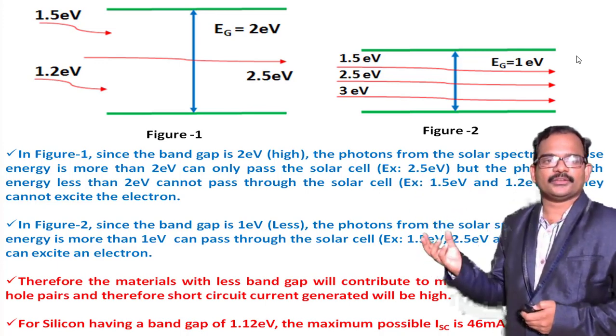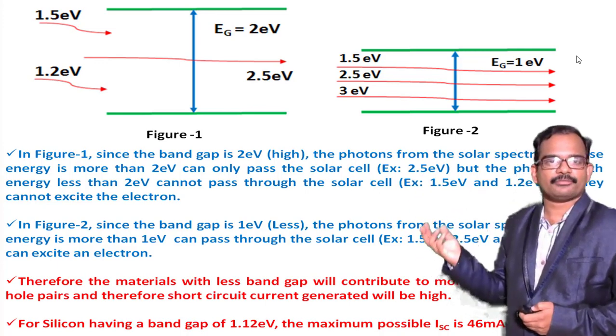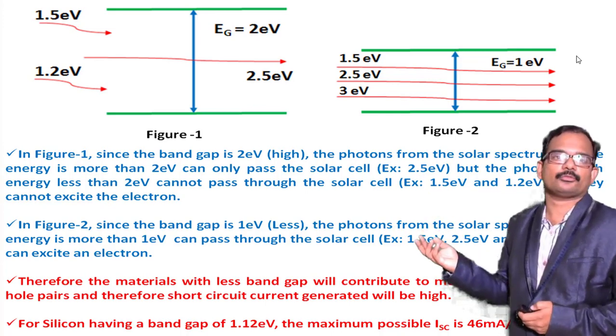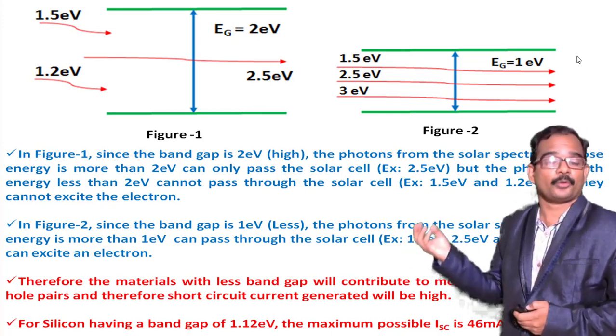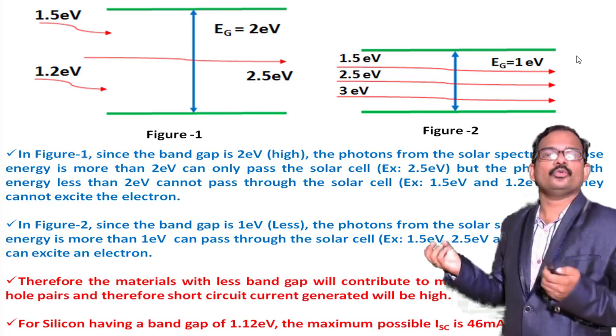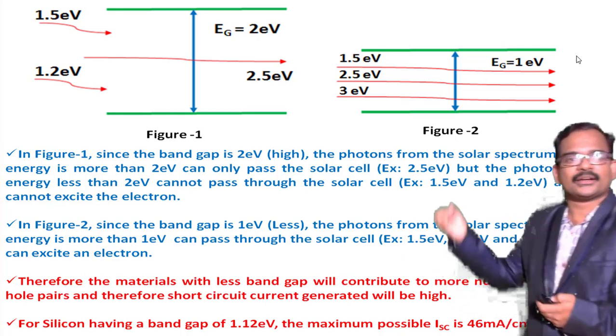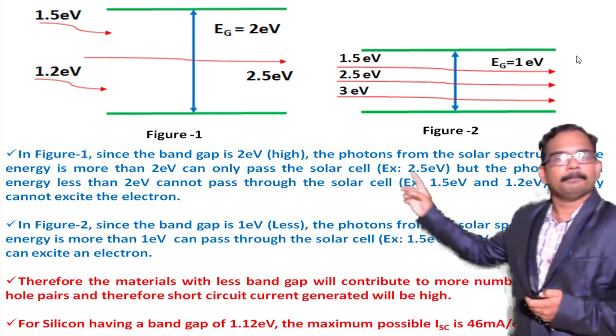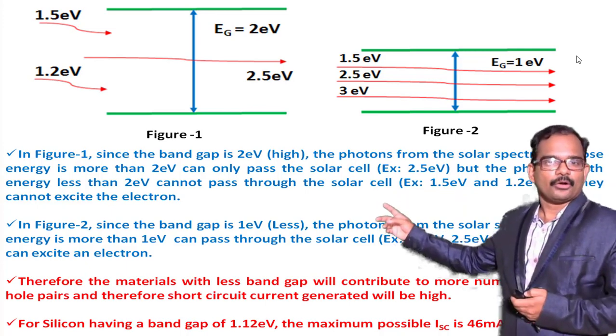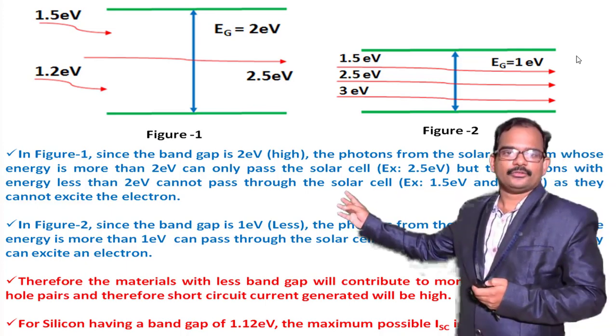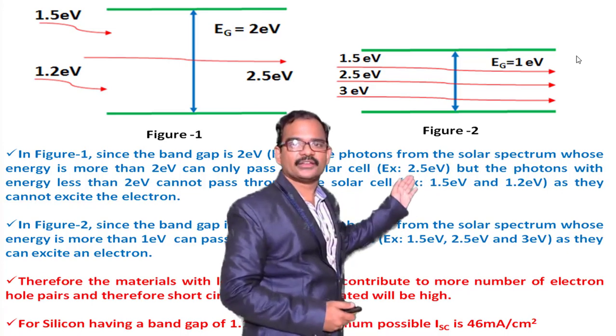If the energy of the photon is 1.2 electron volts, or 1.5, or 1.7, or 1.9, or 0.7 electron volts, they cannot move an electron from the valence band to the conduction band in that particular material. Right, you observe it here in figure 2. What is the case there?